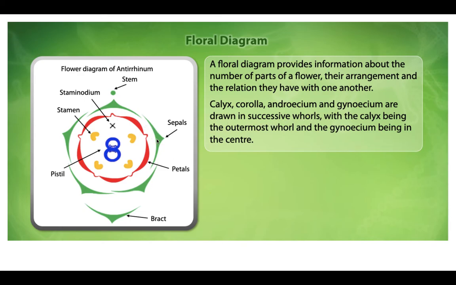Like in this case, you can see that calyx is drawn with that green color, sepals, and corolla is drawn with the help of that red color petals. This part is pistil, and these yellow color are the stamen, arrangement is shown, and this is the main axis or floral axis shown here.